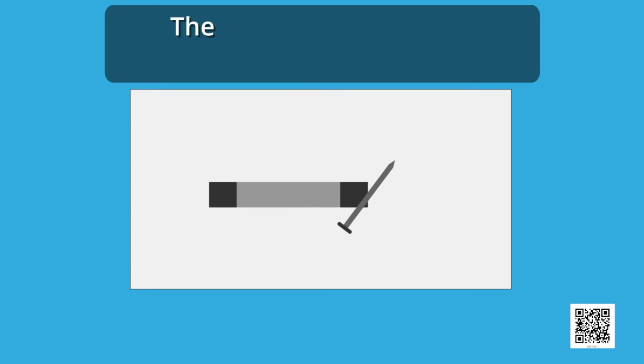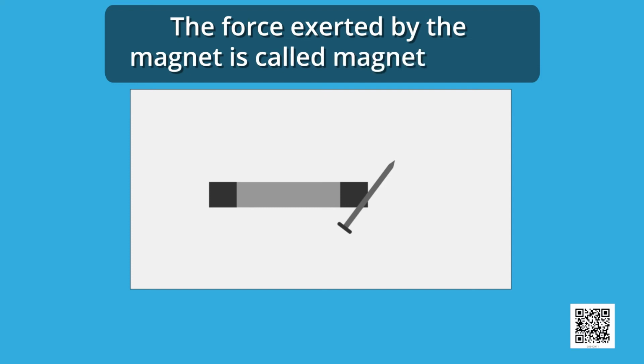What does it mean here? It means here that the magnet attracts the iron nail without contact. The force exerted by the magnet is called the magnetic force. Thus, a magnet exerts a force on an iron nail even when they are not in contact. So, the magnetic force is an example of a non-contact force.